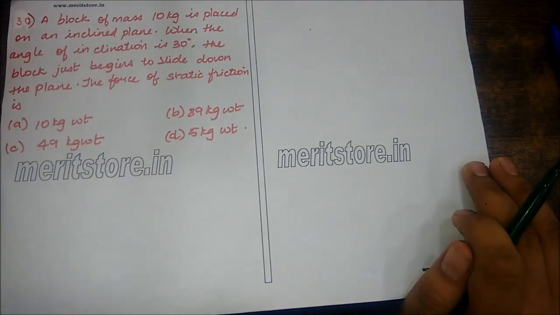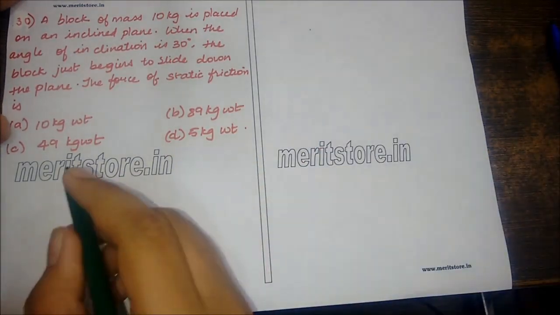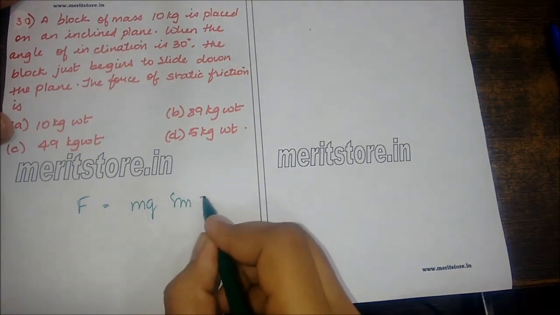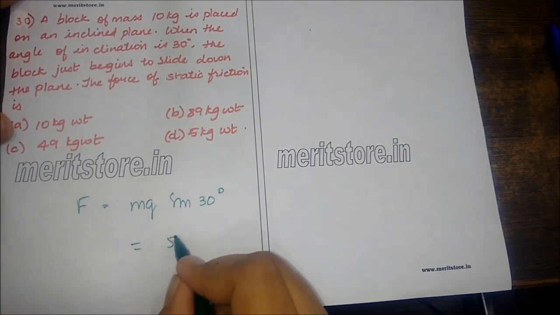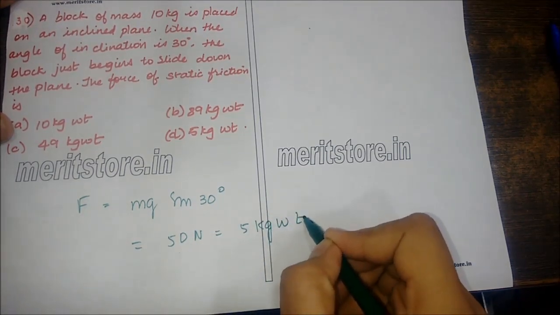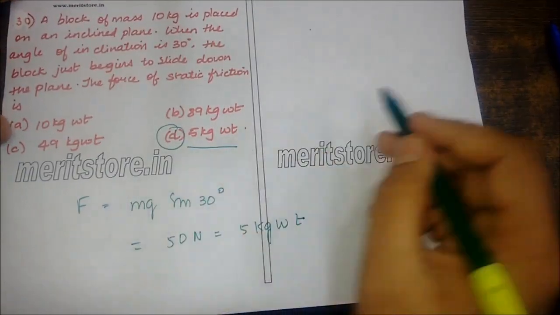A block of mass 10 kg is placed on an inclined plane. When the angle of inclination is 30 degree, the block just begins to slide down the plane. The force of static friction is. Now to solve this question we know F is equal to mg sin 30 degree, which is equal to 50 Newton, which is equal to 5 kg weight. So option D, 5 kg weight is the correct answer.